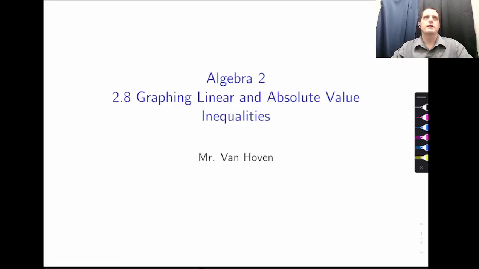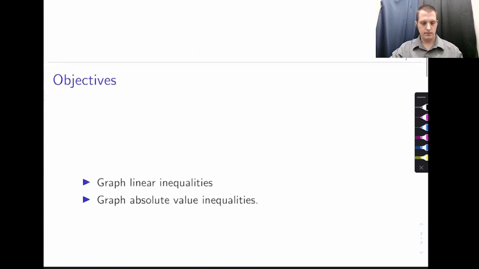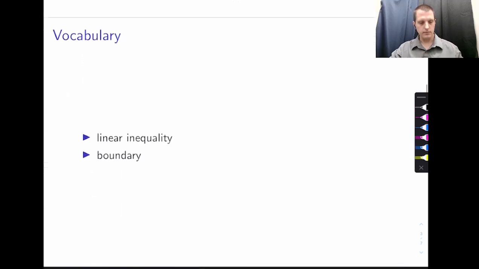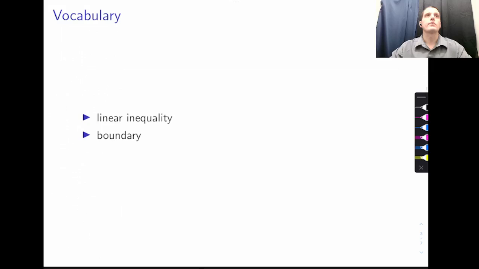Okay, and we're back. So today we're doing section 2.8, graphing linear and absolute value inequalities. Today's objectives are to graph linear inequalities and to also graph absolute value inequalities. Our vocabulary is going to be linear inequality and boundary.